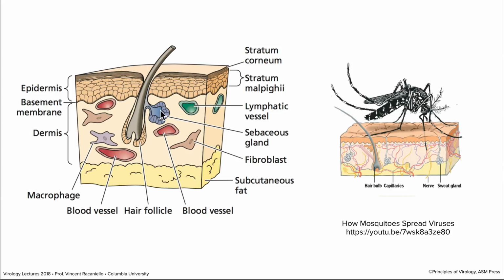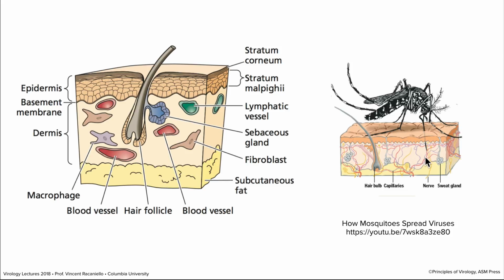Below the epidermis, we have now the dermis, which is vascularized. It has blood vessels, it has lymph vessels, it has immune cells, and there viruses, if they reach that part, can spread elsewhere. Now, mosquitoes are very good at probing the skin.